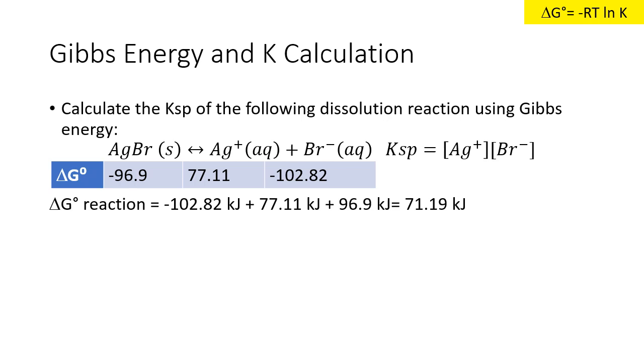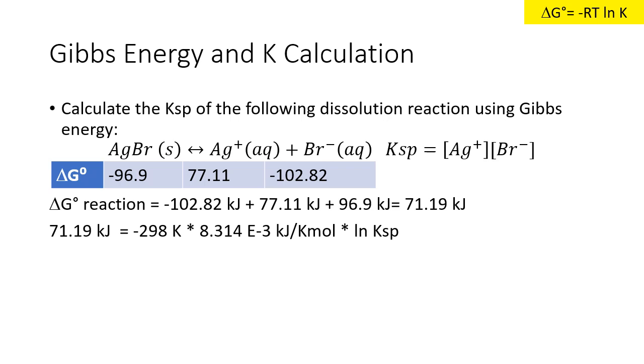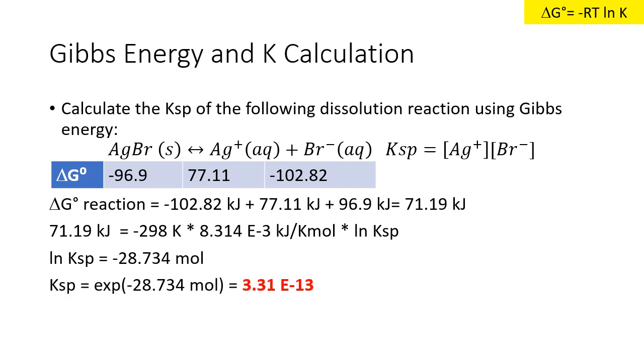We're going to plug it into our delta G equals negative RT ln K, and we're going to solve for KSP. So we first get everything onto one side of the equation. ln KSP is equal to negative 28.734 moles, because those are the units we have left. We're going to take e to both sides, and when we do that, our KSP is equal to 3.31 times 10 to the negative 13th.